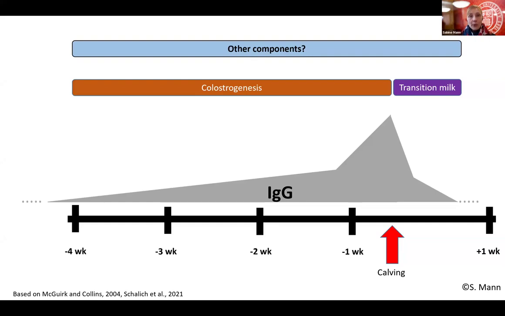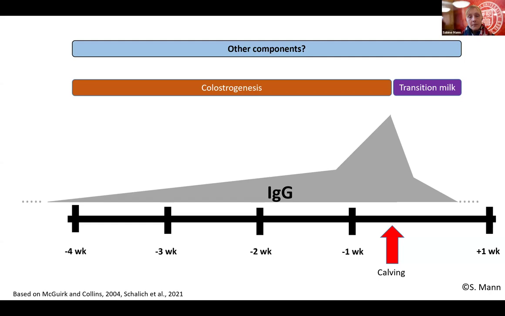So we know most about colostogenesis, the making of colostrum in terms of when the antibodies go in there. We know very little about the other components, when they happen to go into colostrum. We think that likely it's very similar to IgG in that there is some of it going into colostrum over a longer period of time, and maybe there is some mass transfer of these growth factors into colostrum right before the cow calves.